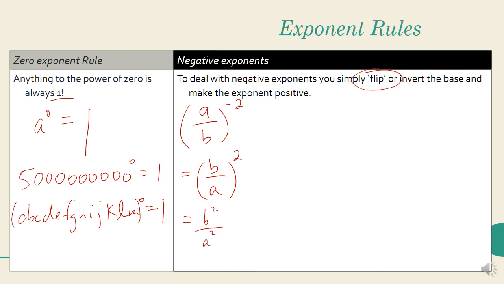Let's try it with some numbers. So let's say we have 1/3 to the negative 3. What are we supposed to do? We have a negative exponent. It says to flip it. That would be 3 over 1. Make your exponent positive. So become positive 3. And then that goes to everything inside the brackets. So 3 cubed over 1 cubed, which would end up being 27 over 1, which is just 27.